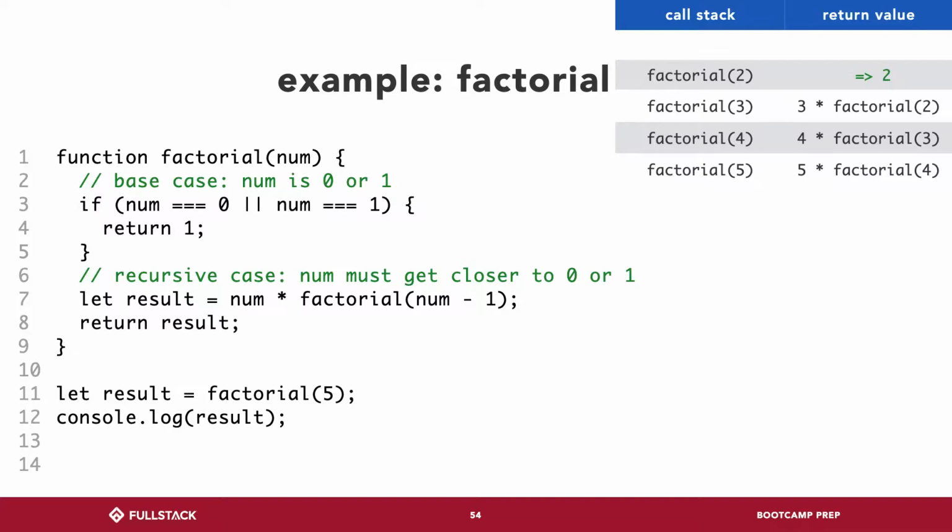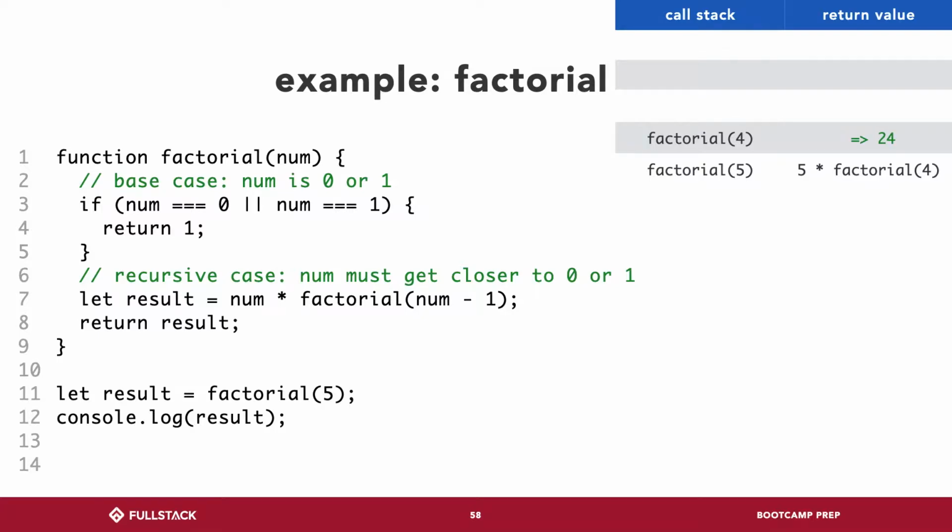So factorial of 2 returns 2. Looking ahead, factorial of 3 returns 3 times factorial of 2. Factorial of 2 returns 2. So factorial of 3 returns 3 times 2. And then factorial of 4 returns 4 times factorial of 3. Factorial of 3 just finished returning. It returns 6. So since that's done running, we have a value here. So we get 4 times 6. So factorial of 4 returns 24.